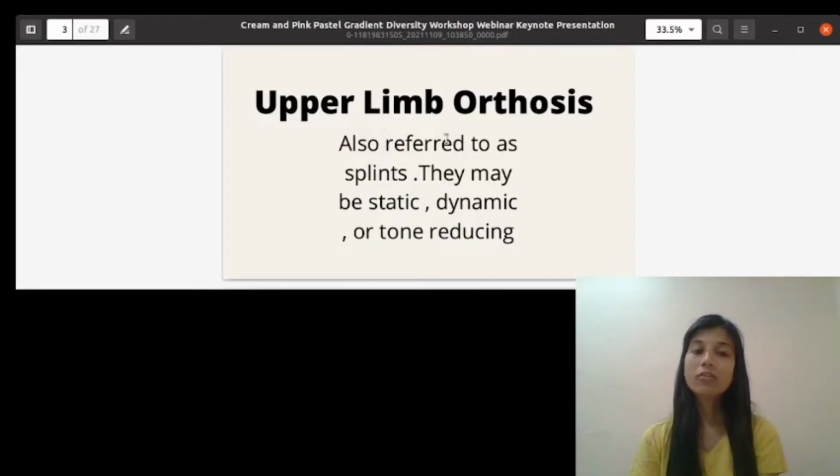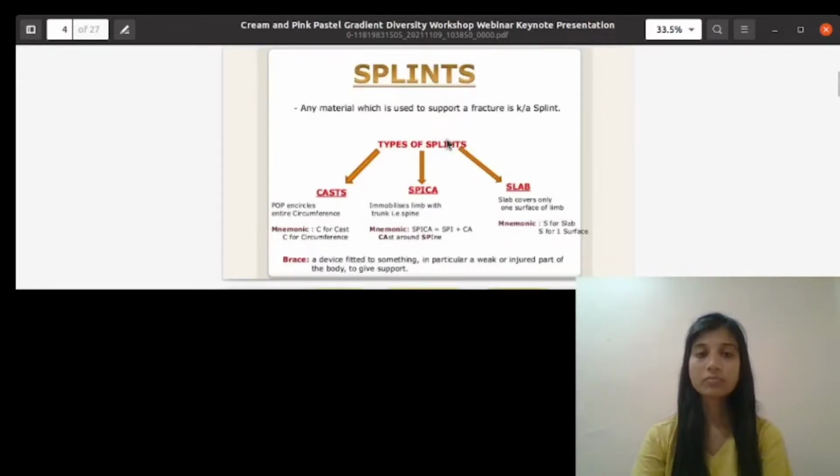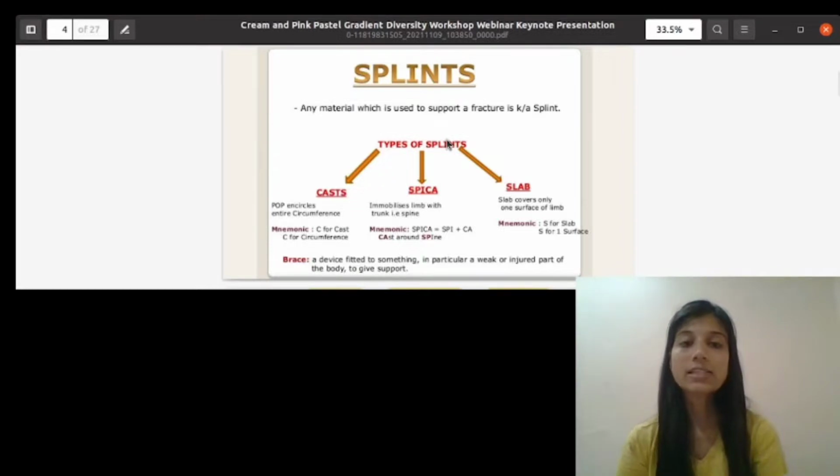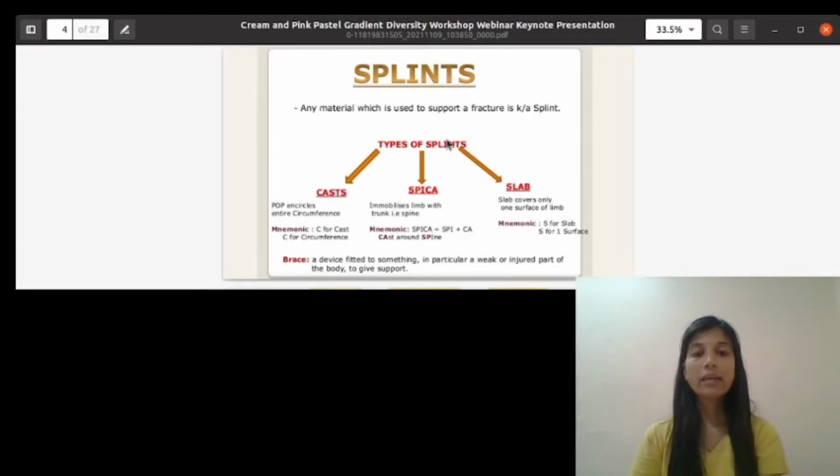Now, what are upper limb orthoses? Upper limb orthoses, also referred to as splints, may be static, dynamic or tone reducing. Now, what are splints? Any material which is used to support a fracture is known as a splint. The types of splints are cast, spica and slab.